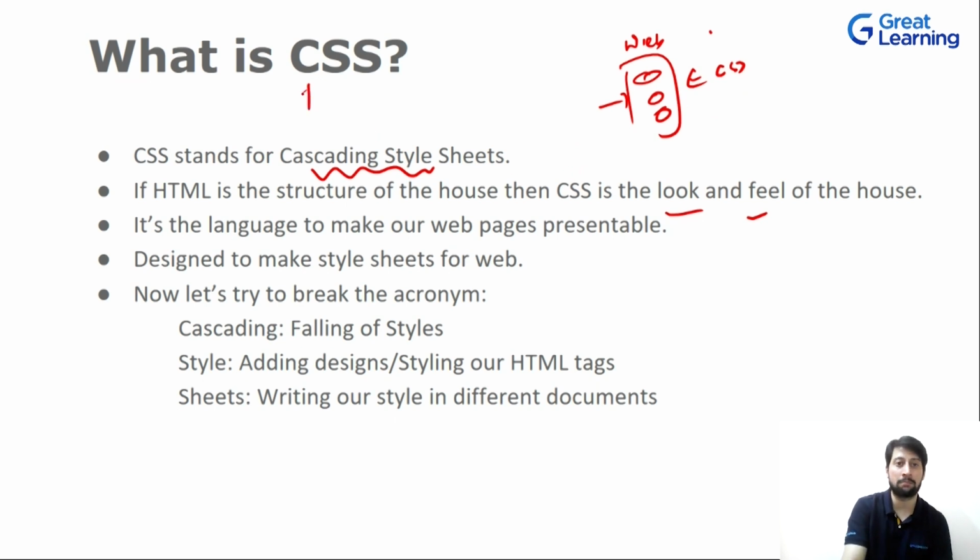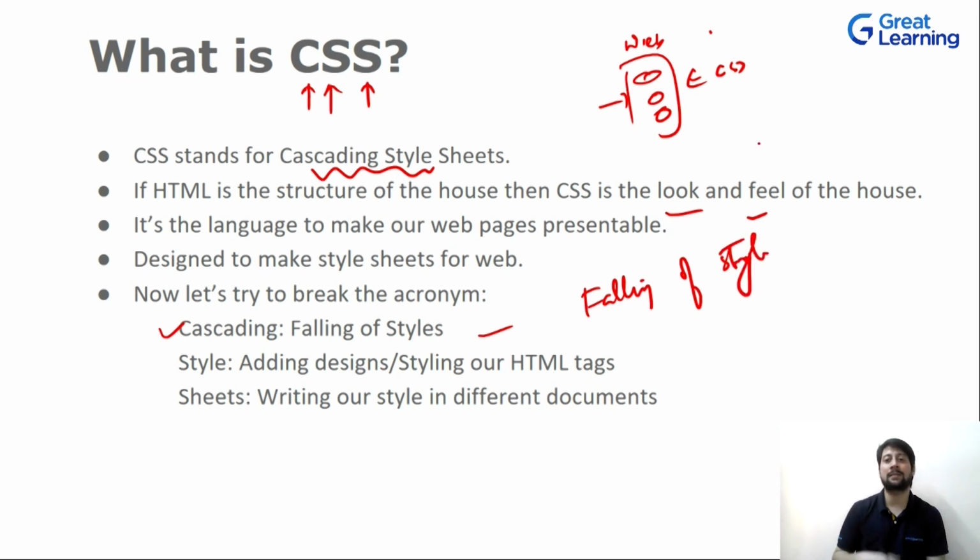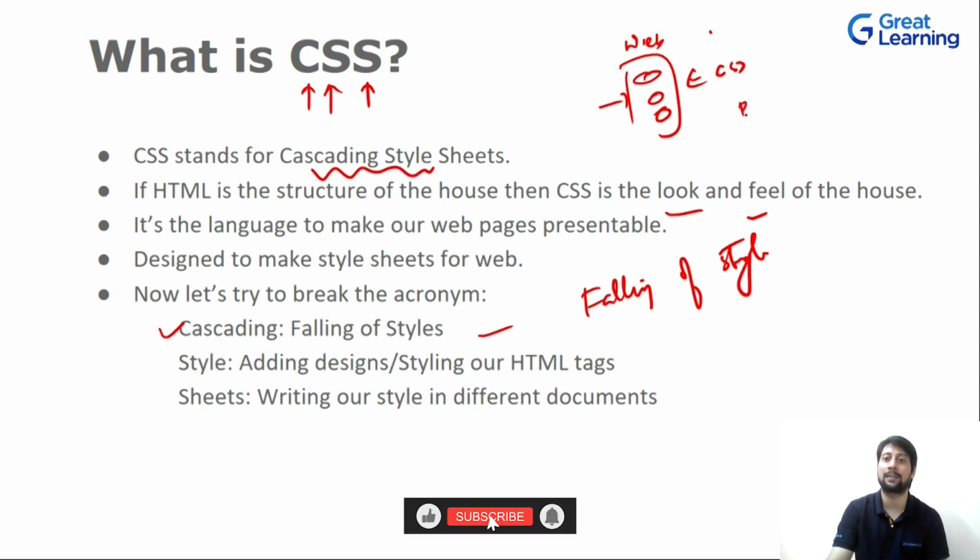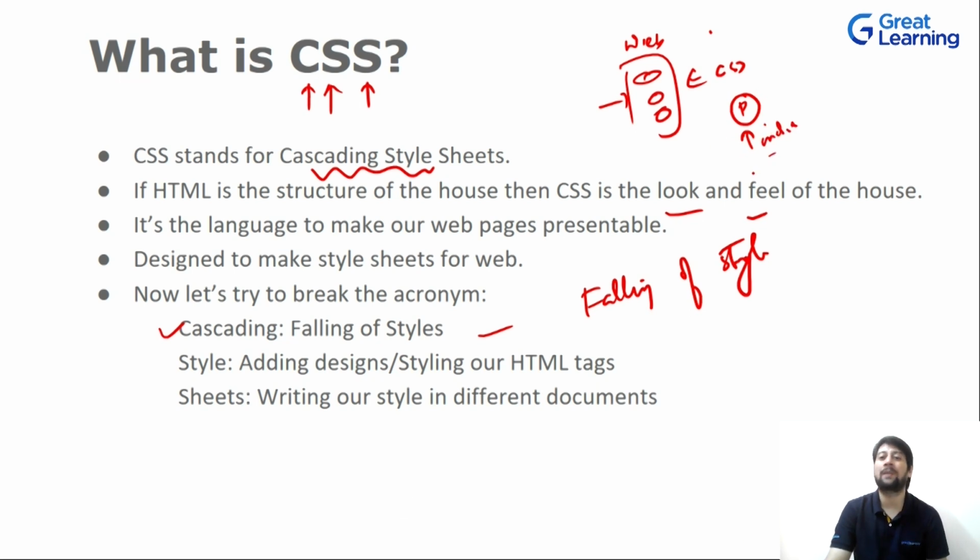Now let's break this acronym, CSS. C stands for cascading, which means falling of styles, which is nothing but one style will take priority over the other. Let's suppose you have three styles applied on the same tag. Then the inline CSS, we'll talk about what inline CSS is in a minute, will take priority over the two. Falling of styles also refers to when there are two or three different files added to the same HTML file, the one that is closer will take the priority. So this is what we mean by falling of styles.